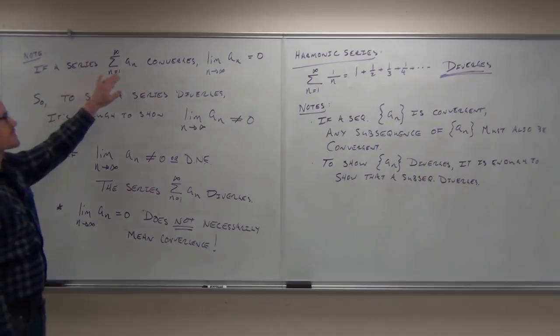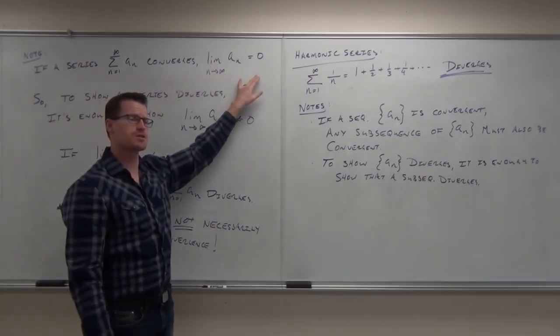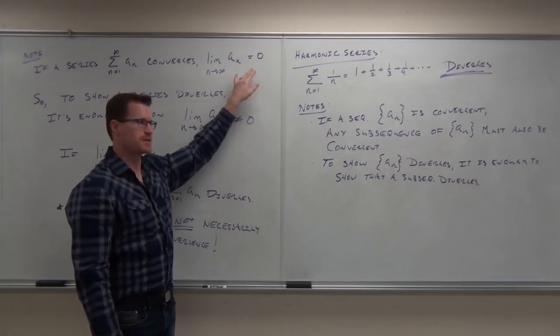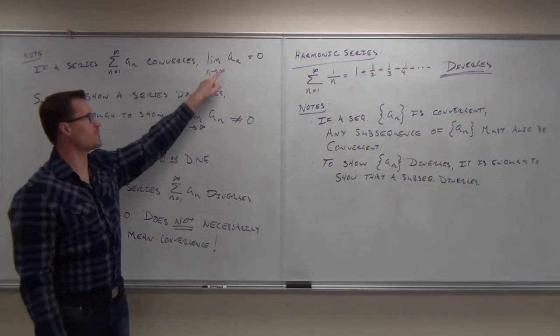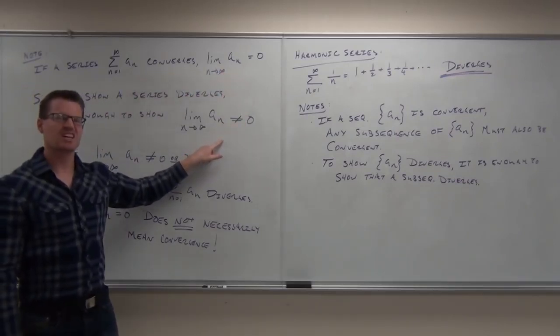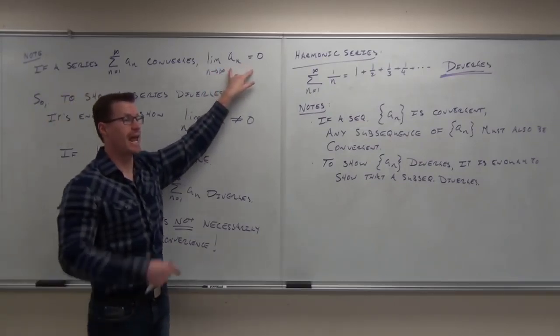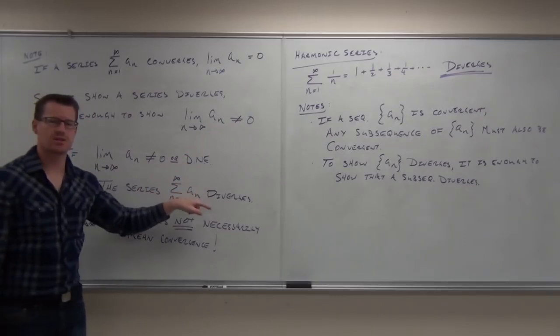Okay, so if the series converges, this has to happen. If this happens, it does not necessarily mean your series converges. But if you want to show that your series diverges, just show that this doesn't happen. Does that make sense to you? This is like a condition. You have to have this and something else for it to be convergent. So if this doesn't happen, bam, your series diverges.